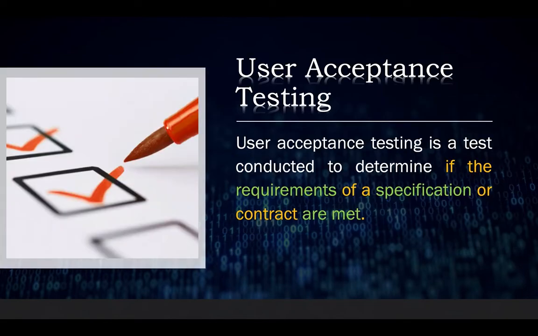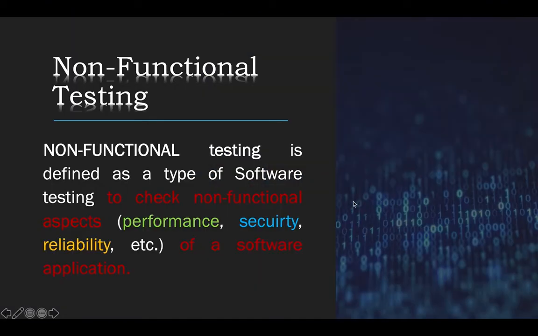The next part is user acceptance testing, which is used to check if the requirements or the specification in the contract are met or not. We have to check off all the requirements that the customer asks us to build in the software. In this testing, the customer or the user himself checks the software to see if the functionality is the intended functionality or not. Whatever output we get, is the user expecting that output or not? That is what we do in user acceptance testing. And now comes the non-functional part.